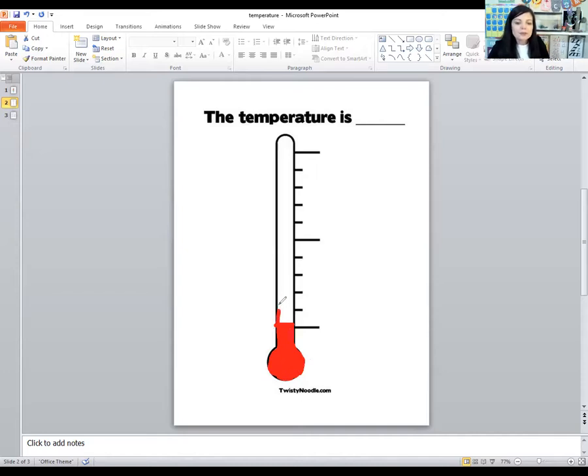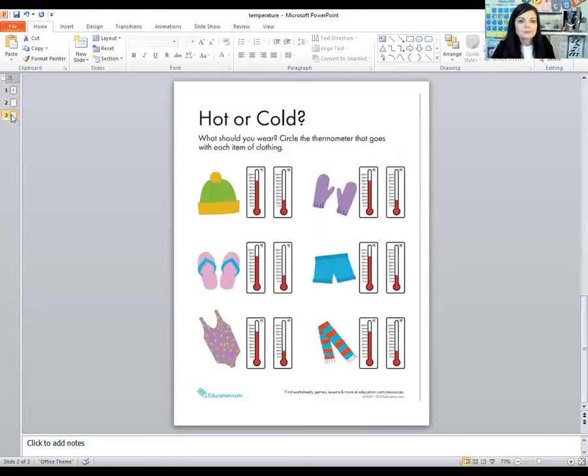If it's at the top, so let's make it go all the way to the top, then that means it's hot outside. So if it's at the top, it's hot. If it's at the bottom, then it's cold. Well, we're going to do a little activity together. I want you to help me to know if it's hot or cold, and then we're going to see if we can figure out which thermometer is the right one, which one is showing the right temperature. All right, so this thermometer is showing hot.